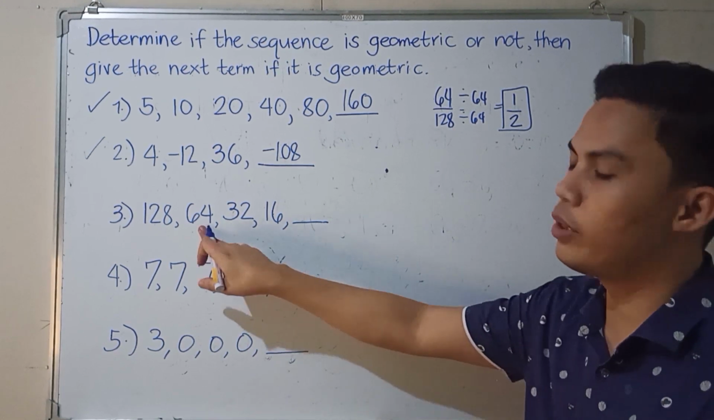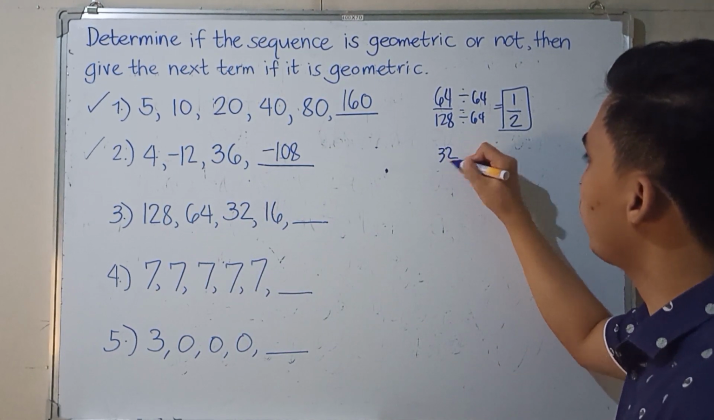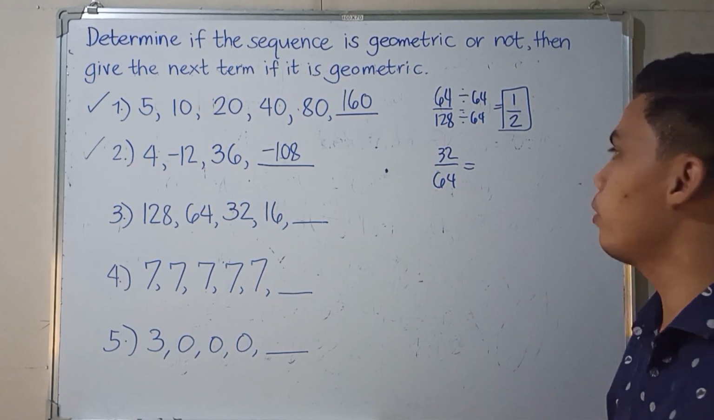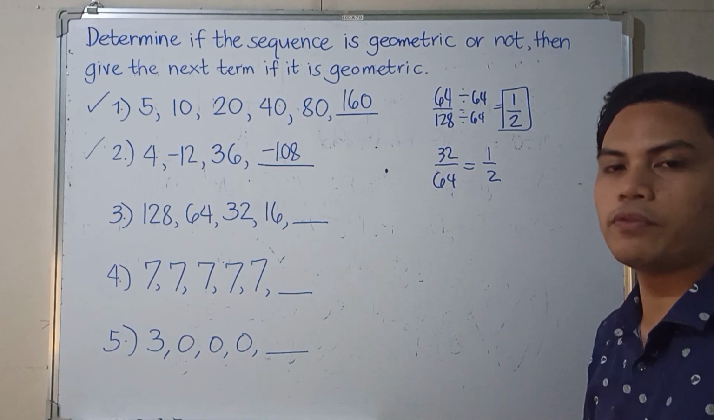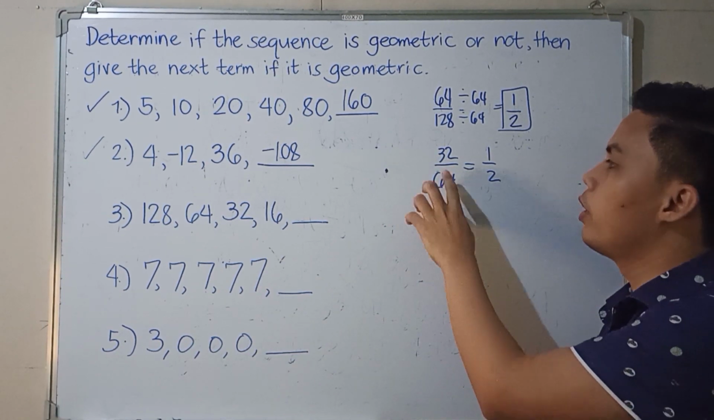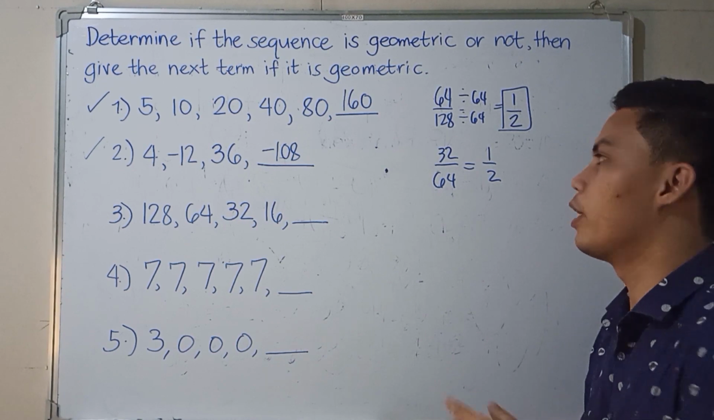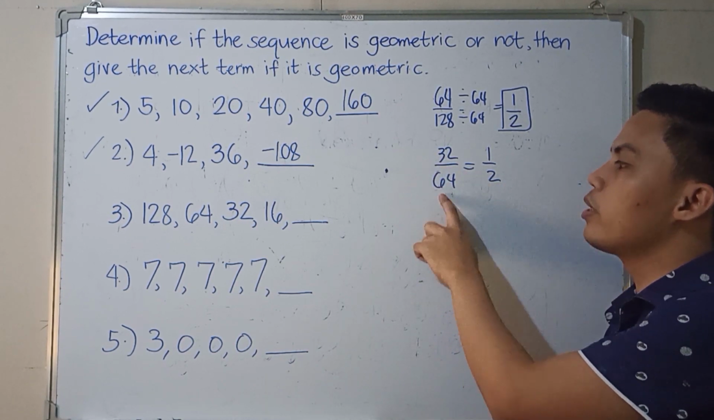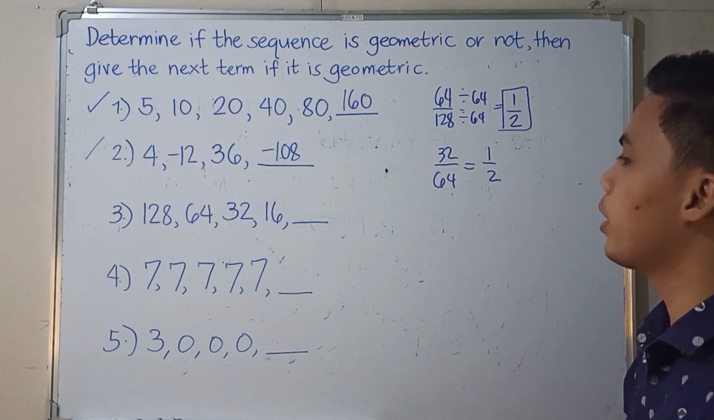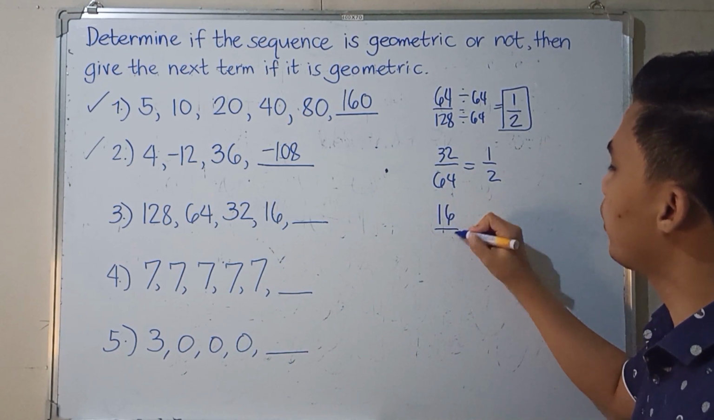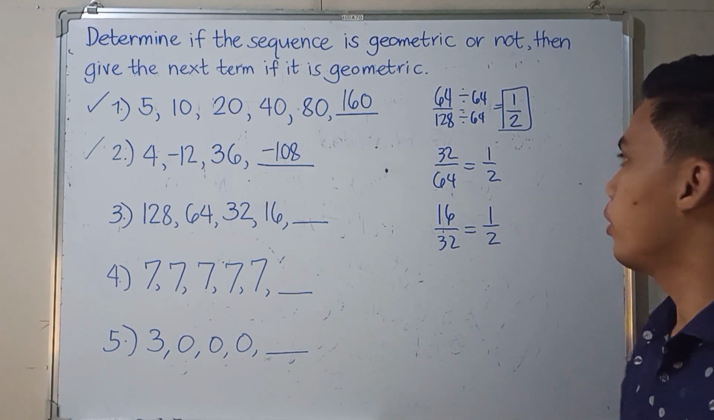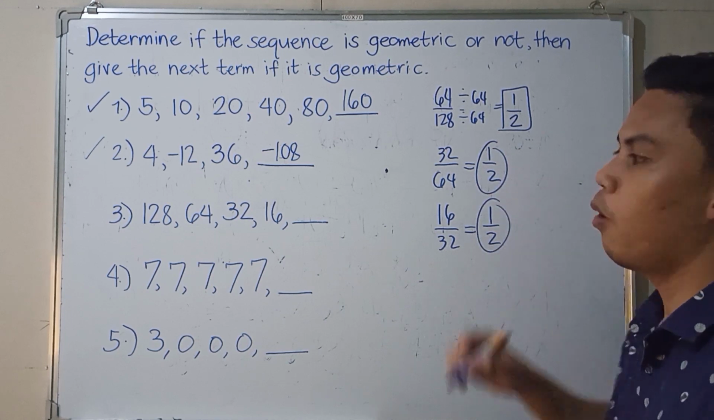How about 32 divided by 64? Okay. Ang 32 divided by 64 is also, pag i-convert natin sa lowest form niya, will also be equal to 1/2. Bakit naging 1/2? 32 at saka 64, divide natin sa 32. Kasi yun yung least common multiple niya. So 32 divided by 32 is 1. 64 divided by 32 is 2. Now how about 16 divided by 32? 16 divided by 32 is equal to 1 half. Okay, same pa rin. Therefore, meron silang common ratio na 1 half.